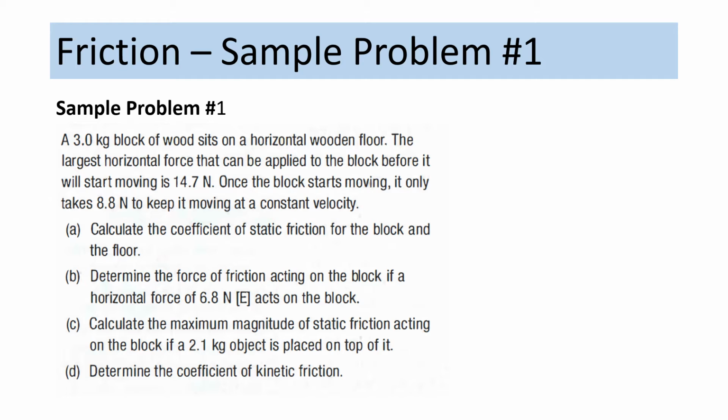Part A. Calculate the coefficient of static friction for the block and the floor. B. Determine the force of friction acting on the block if a horizontal force of 6.8 newtons east acts on the block. C. Calculate the maximum magnitude of static friction acting on the block if a 2.1 kilogram object is placed on top of it. And D. Determine the coefficient of kinetic friction.